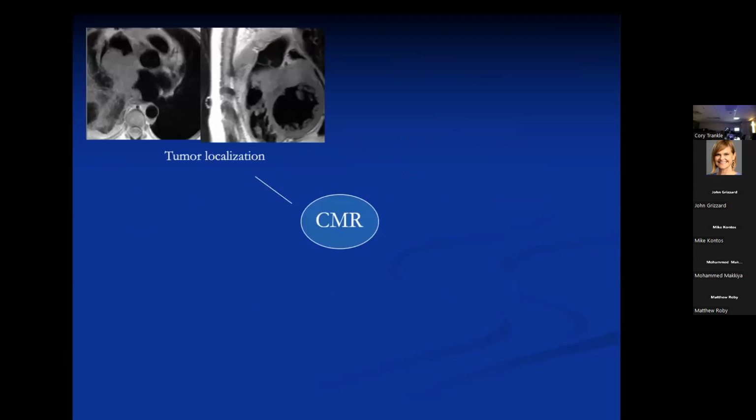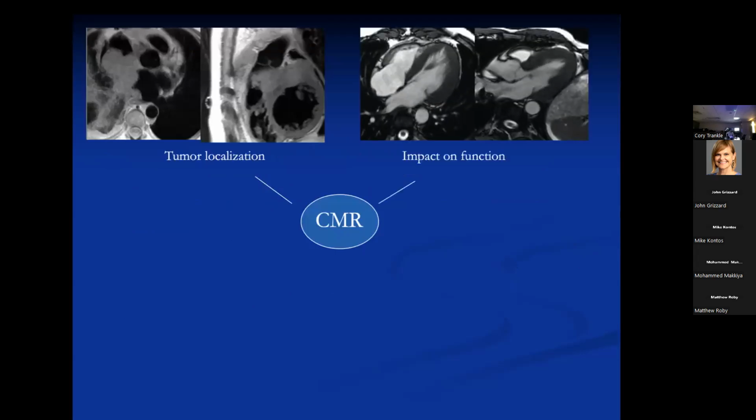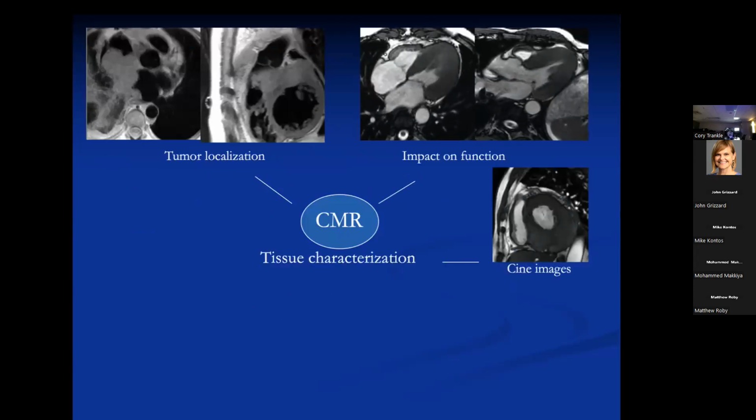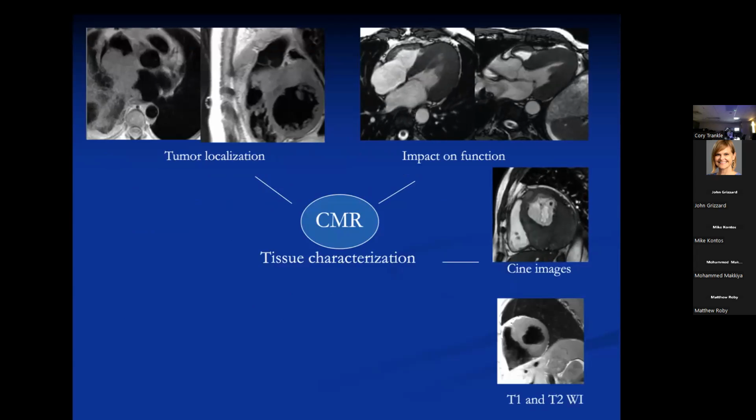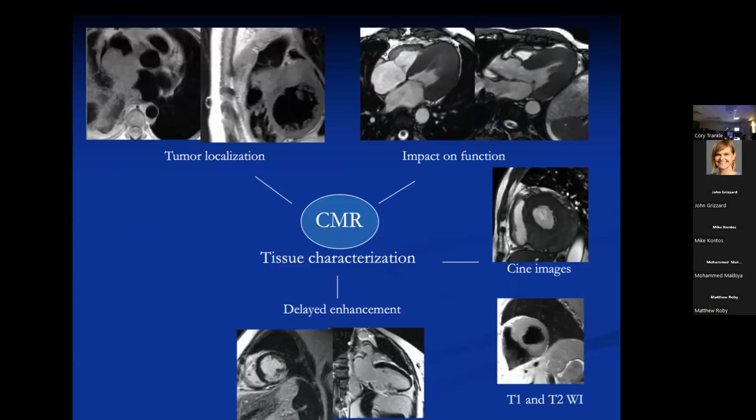So what MR can do for us is localize the tumors. It can evaluate the impact on cardiac function. It can do some tissue characterization just based on cine images. You can get T1 and T2 images if you need to. Delayed enhancement images can also detect and characterize lesions.